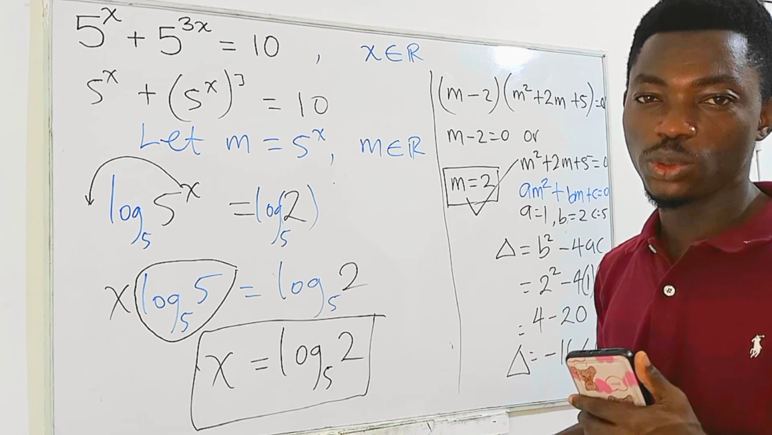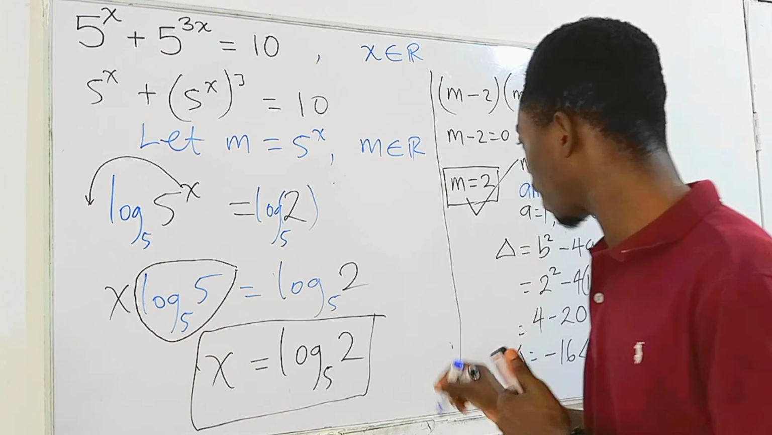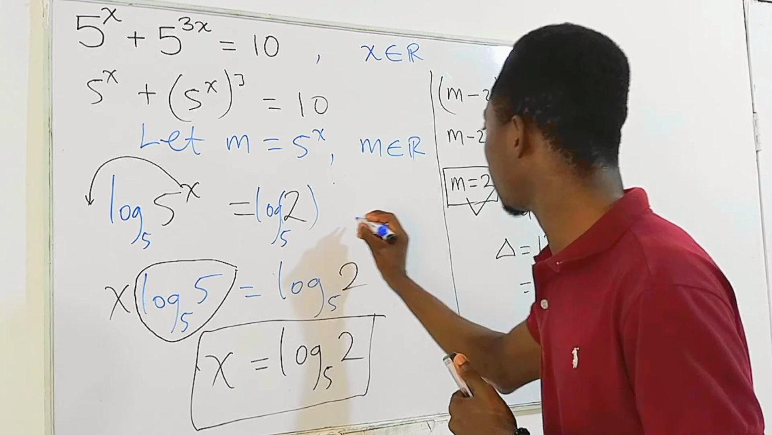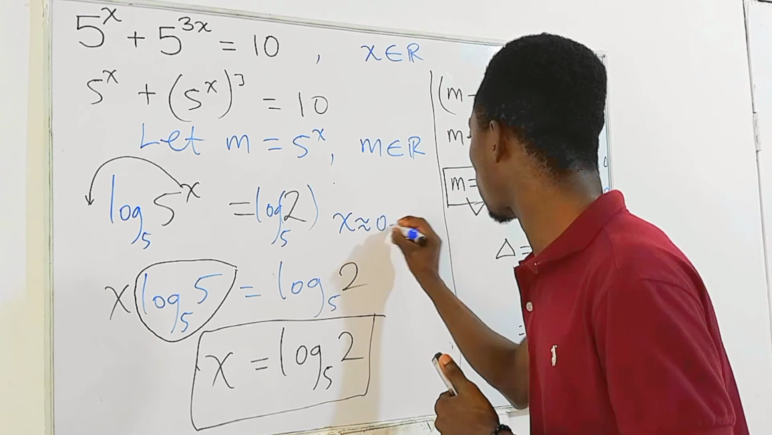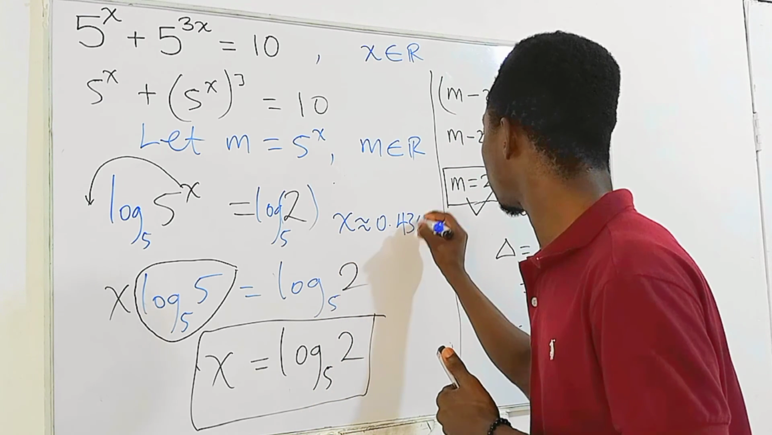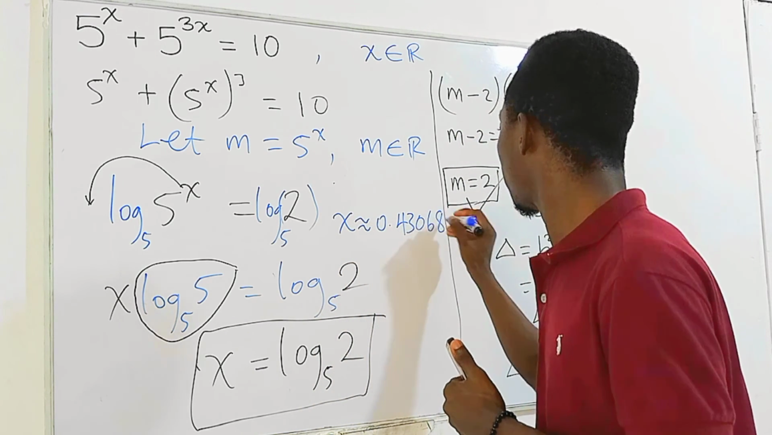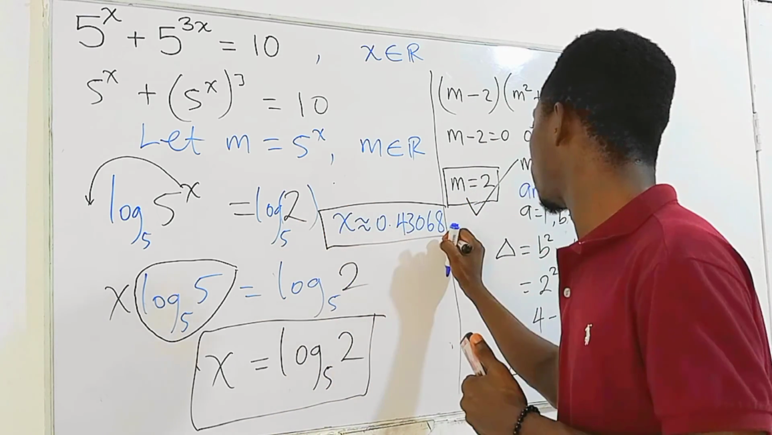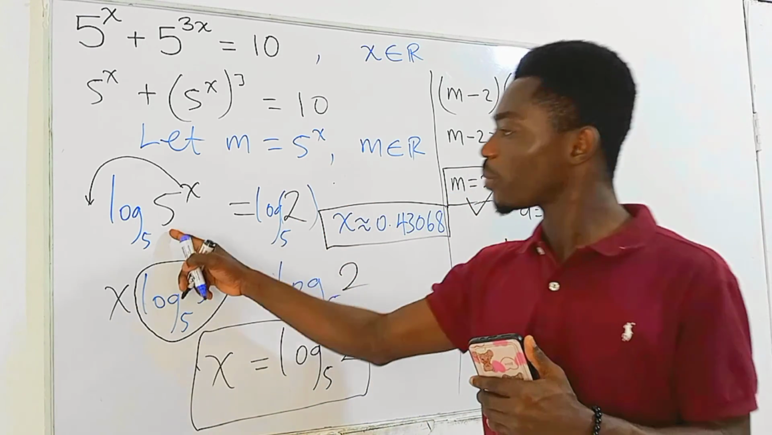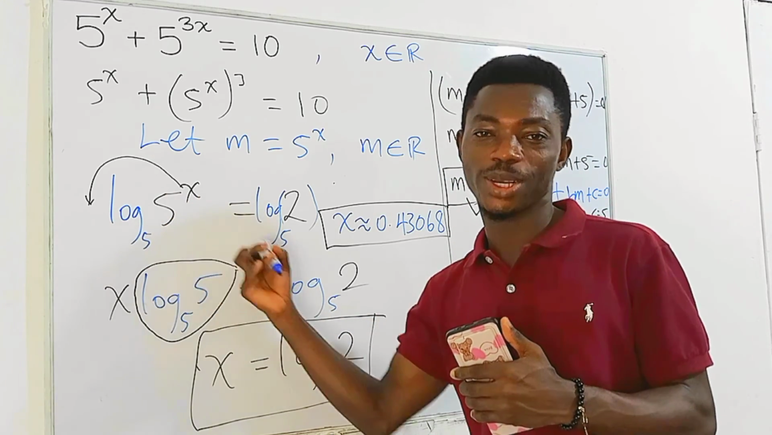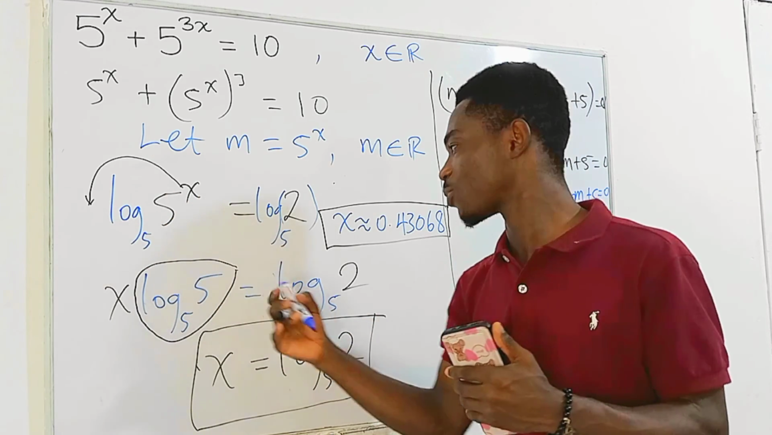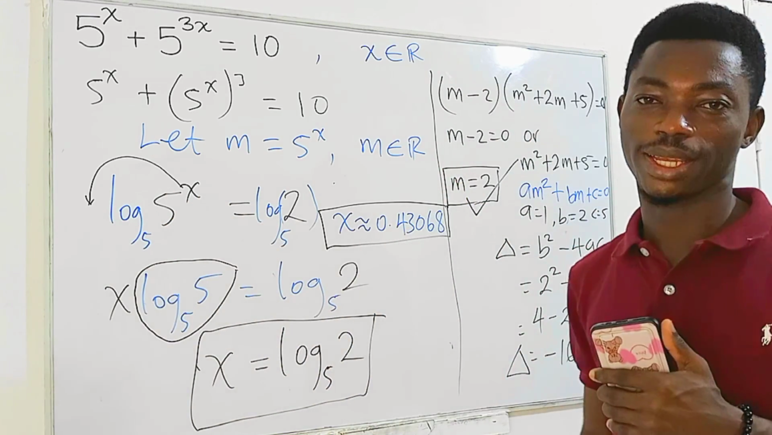Now actually, if you use a calculator for this, we are going to get, let me write it here, x approximately equal to 0.43068, and that is pretty much it. Remember, right from here you can also choose to introduce log base 10 on each side of the equation, and you will also get the same approximated value.